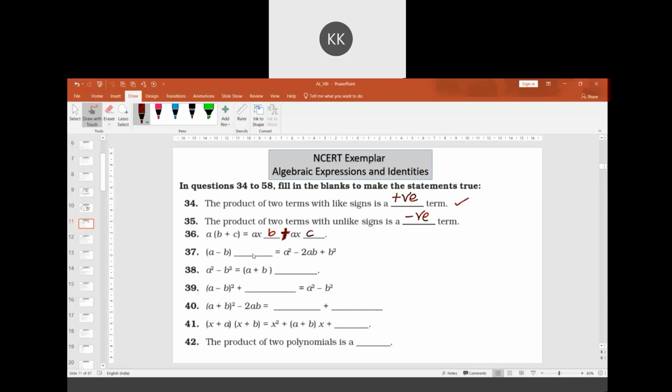Here A minus B is multiplied with A minus B, which gives A square minus AB minus AB plus B square. Here it is A minus B whole square plus something, and we should get A square minus B square.